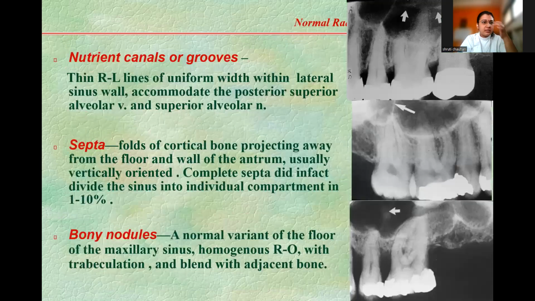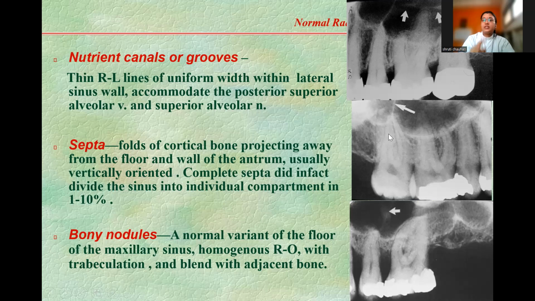Then the next thing is the septa. What is the septa? These are the folds of cortical bone that are projecting away from the floor and the wall of the antrum, usually vertically oriented. A complete septa did in fact divide the sinus into individual components in 1 to 10% cases. So the septa are the scalloping.